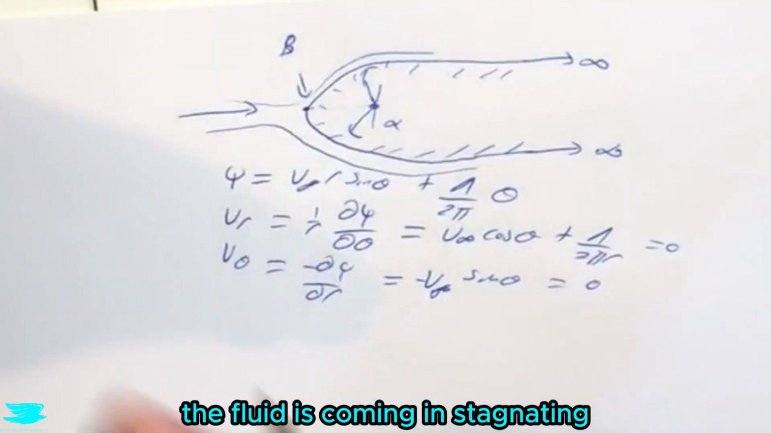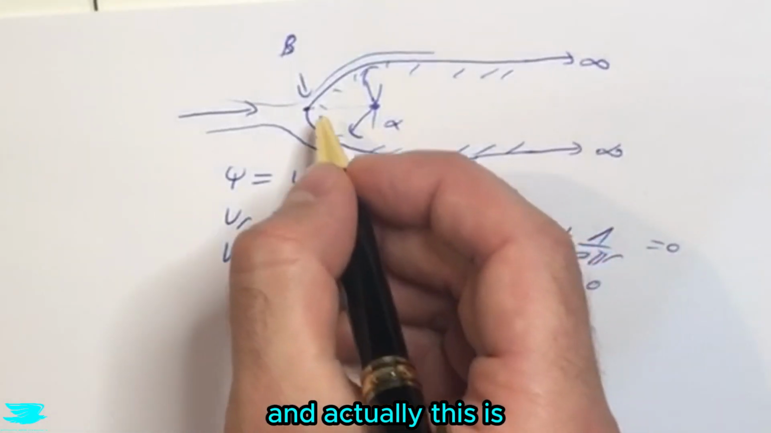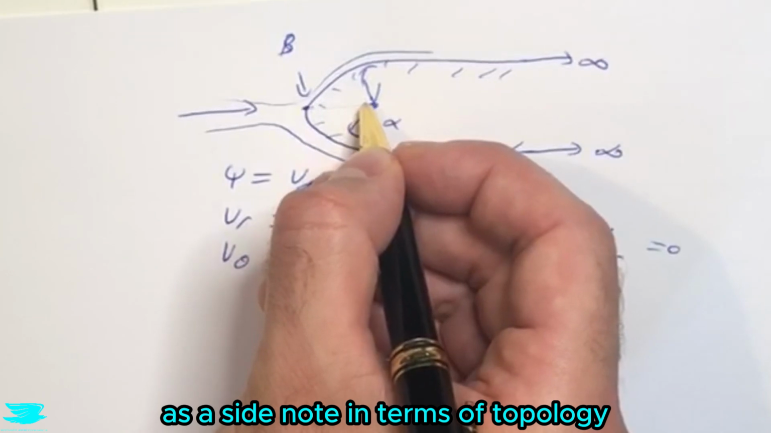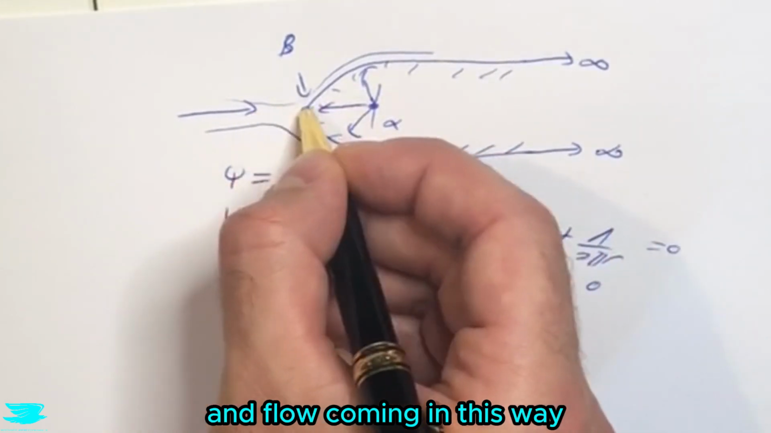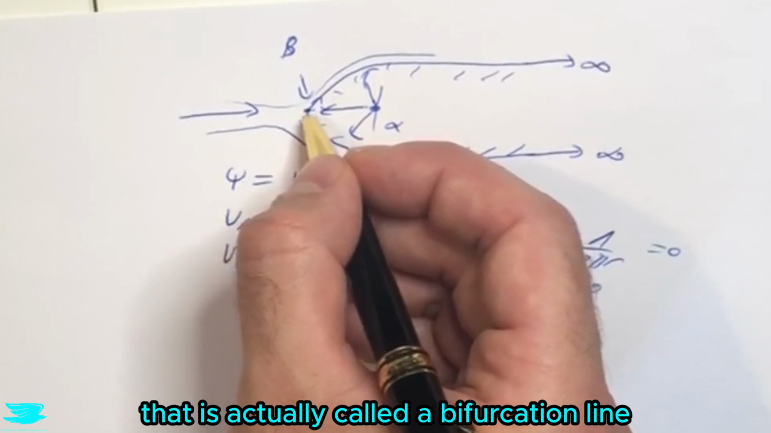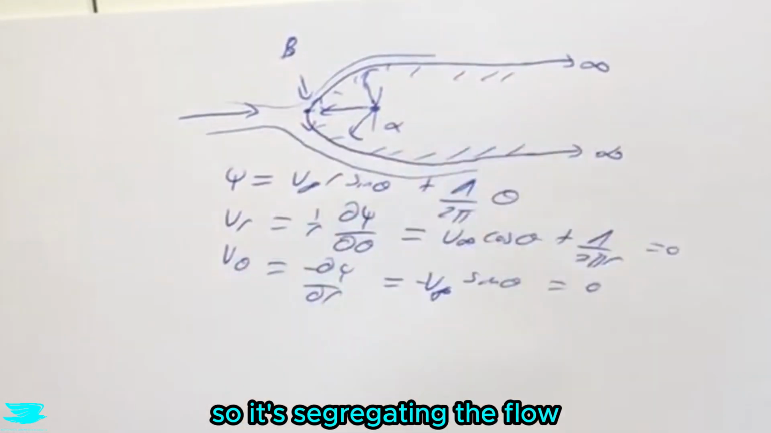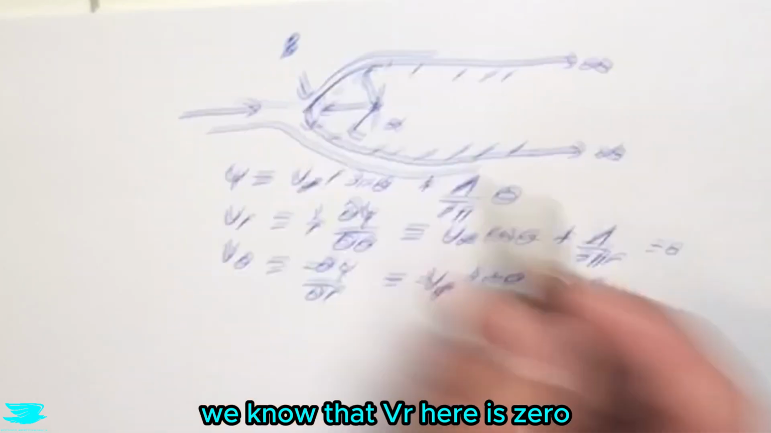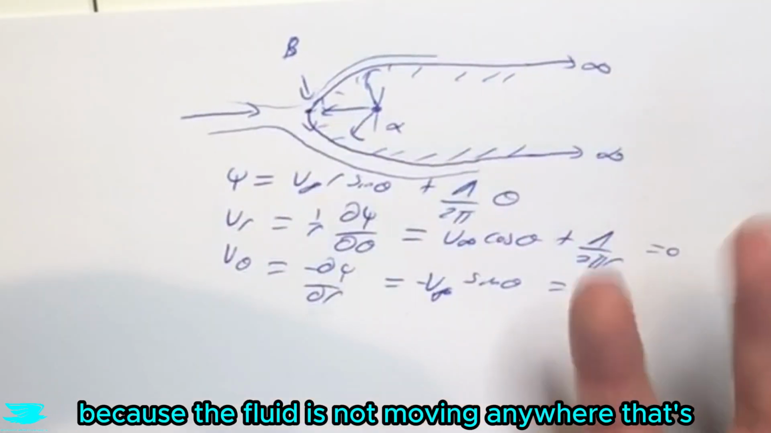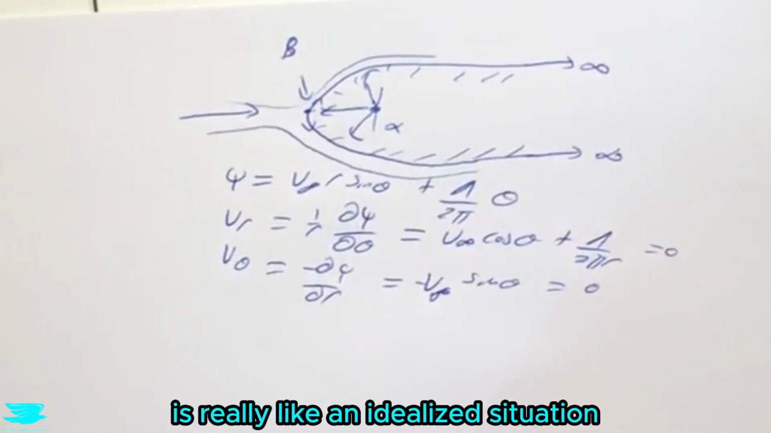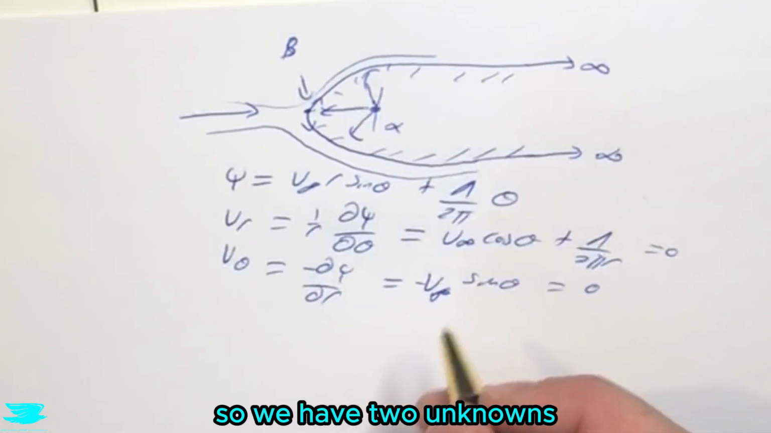The fluid is coming in, stagnating, and as a side note, in terms of topology, when you have a flow coming in this way, a flow coming in this way, and then flow coming out these two ways, that is called a bifurcation line. So it's segregating the flow. But coming back to this point, we know that Vr here is 0 and v theta here is 0 because the fluid is not moving anywhere. This bifurcation line is really an idealized situation.